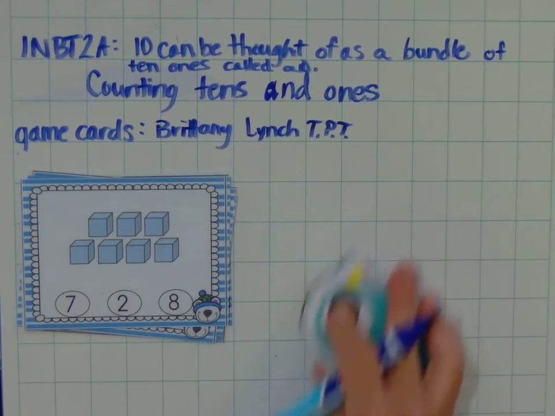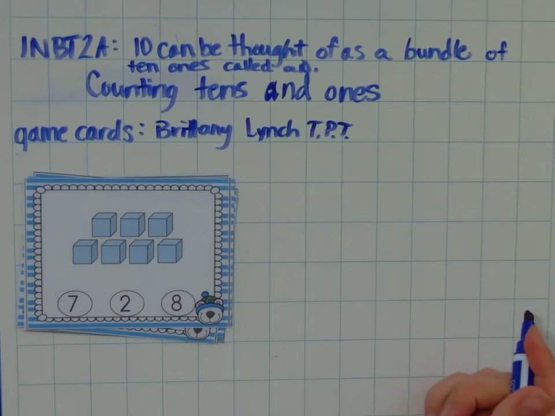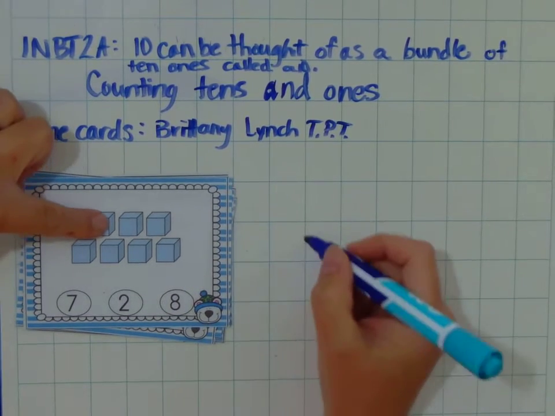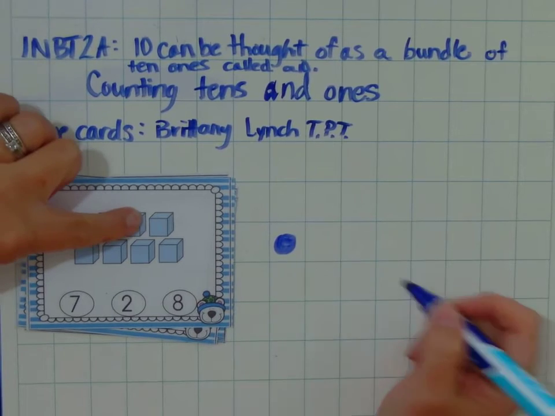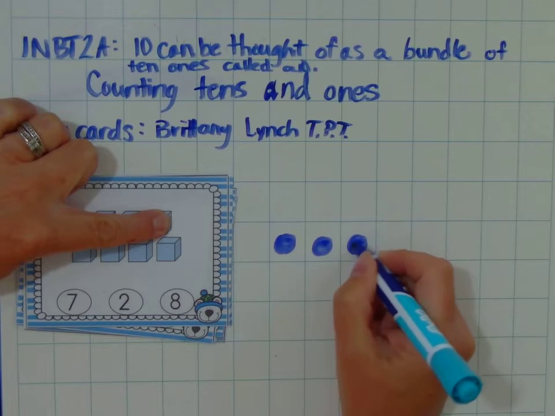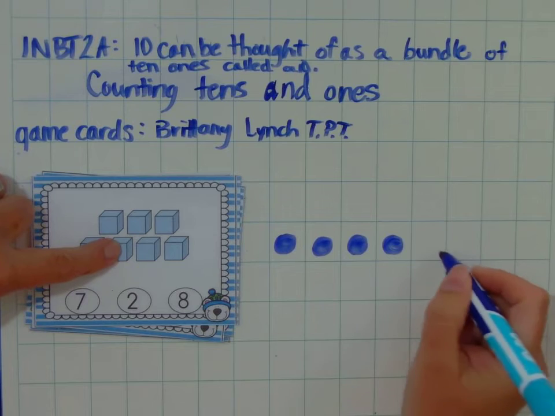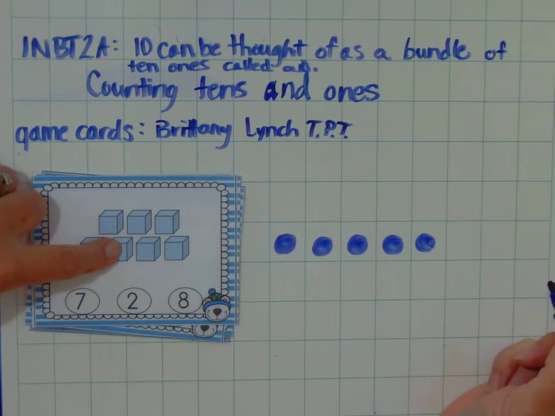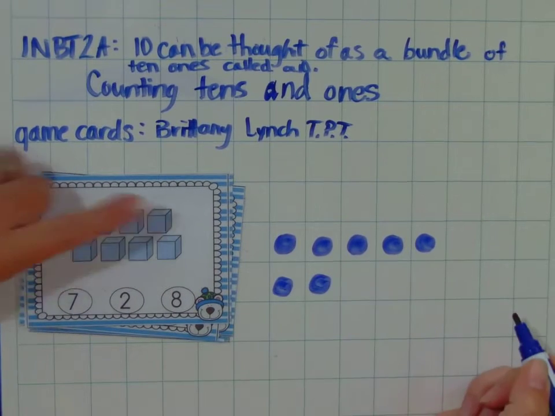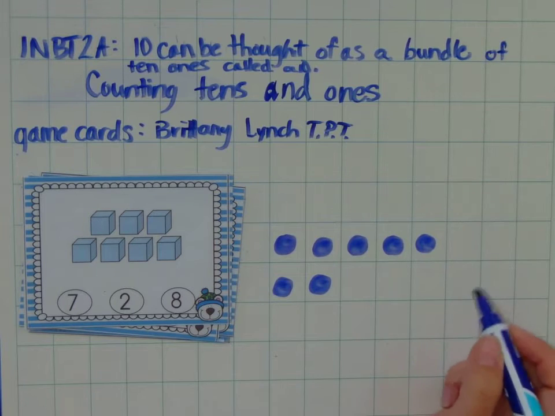Next problem. This one's a little different. Let's count. I'm going to touch each block as I draw them. So I'd like you to draw with me. 1 one, 2 ones, 3 ones, 4 ones, 5 ones, new line, 6 ones, 7 ones. I drew mine a little different. I still have 7 ones.